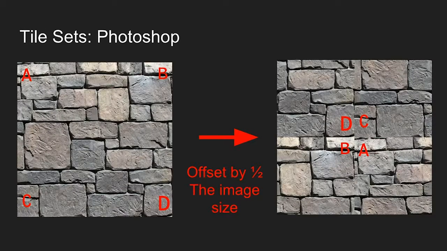Easier said than done. So here's what the image looked like on the left, and I labeled the corners so you can see what happens when you offset it. It's like it folds in on itself. And then you have a nasty seam in the center, vertically and horizontally, that you need to touch up.